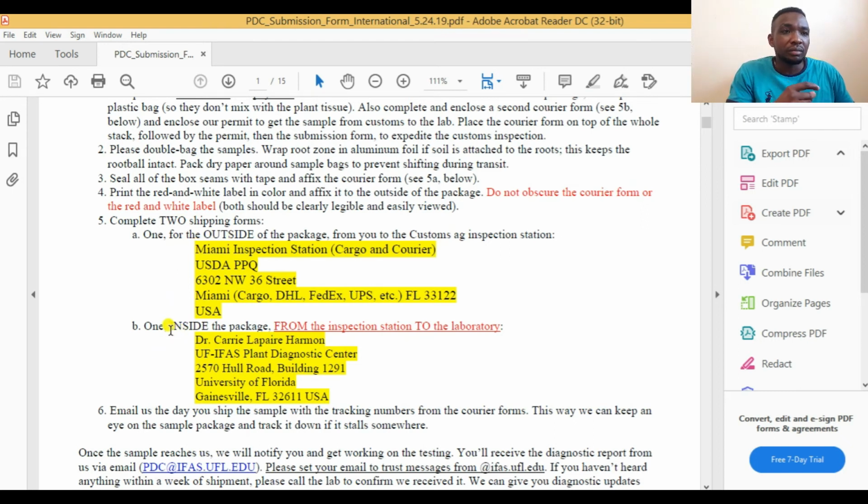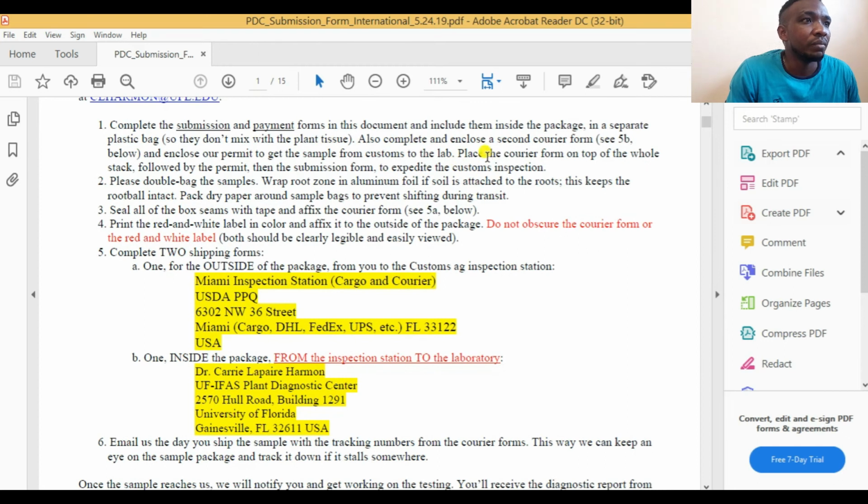And then there's the next one that will send it from the inspection station in Miami to the university lab, right? And that one basically goes inside the box. So up here, they give you instruction on how to place the documents inside the box. They say place the courier form on top of the plant sample. The courier form that they are talking about is the form that sends the sample from Miami inspection station to the university lab. So that one will basically go on top of the plant sample first. So you put in that form first, right?